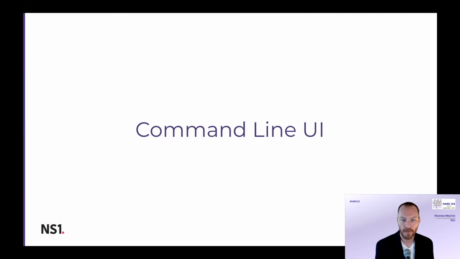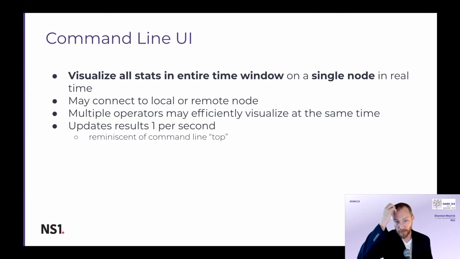Okay, I'm going to get into showing off some of the things we're summarizing in a little more detail. So here's the command line UI. Again, it's visualizing all the summary stats in the sliding time window on a single node in real time, right? So this is the most up-to-date real-time information. You can run this locally on the node, or because it's in the end just hitting an HTTP server, it can also connect remotely to the pktvisor daemon if you'd like. It's efficient for multiple operators to use the same one for the same reason. And it's updating once per second, right?